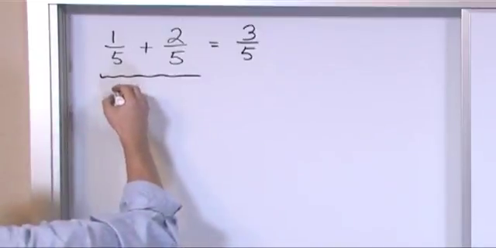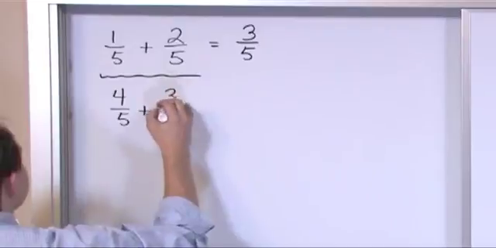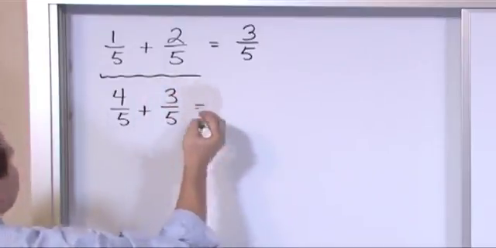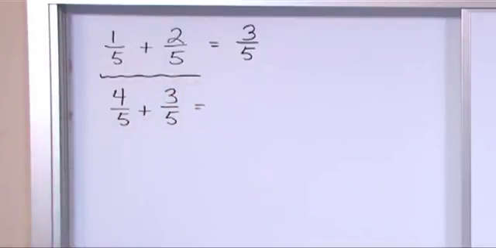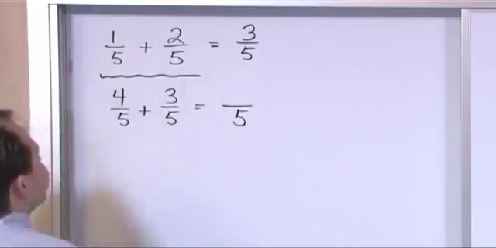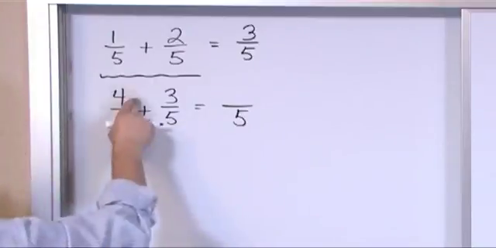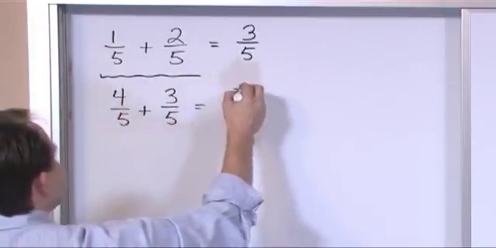Now, what if we had 4/5 plus 3/5. So again, we check to see, are the denominators the same? And they are. So the denominator of our new fraction will be 5. It'll stay the same. You don't add them or anything. You just keep the denominator. And then you add this together. 4 plus 3 is 7.